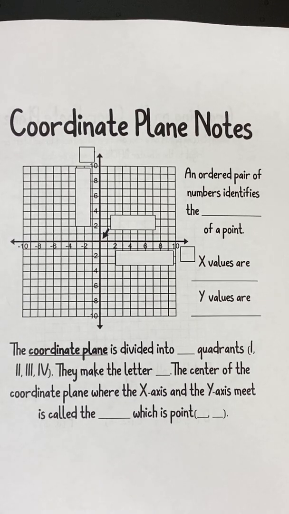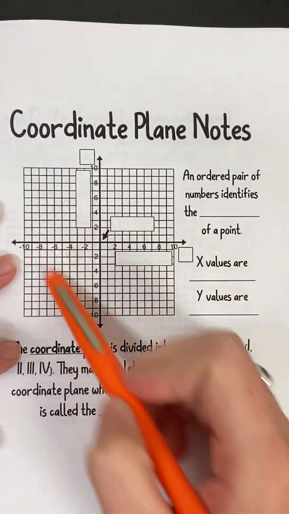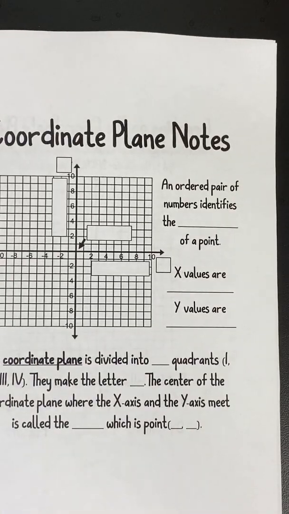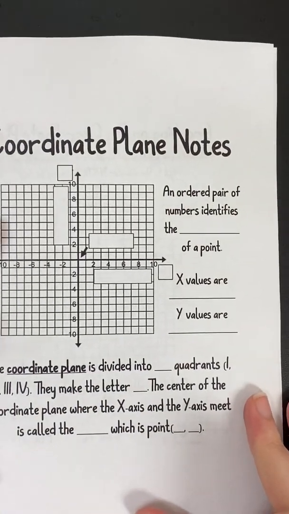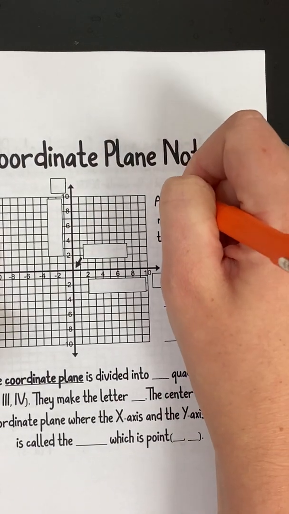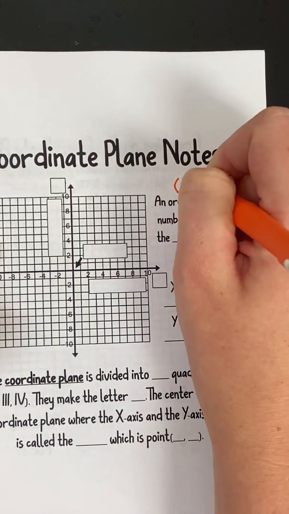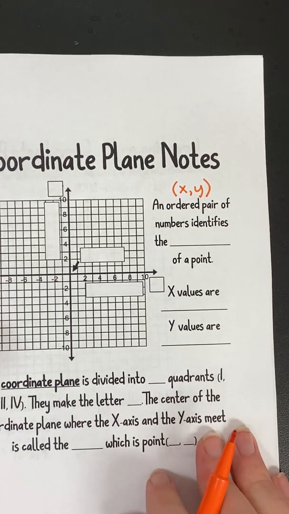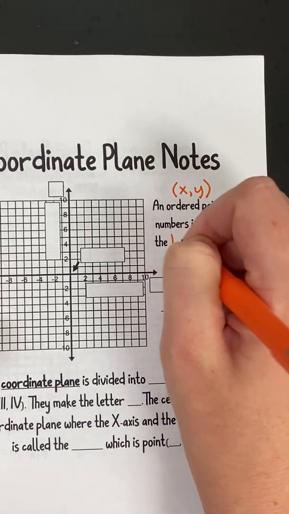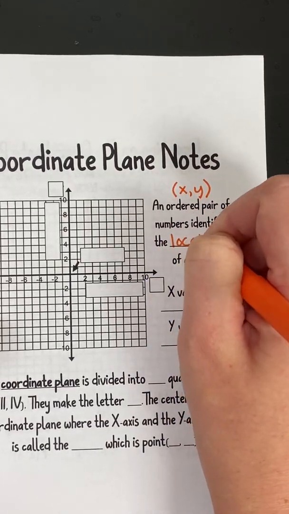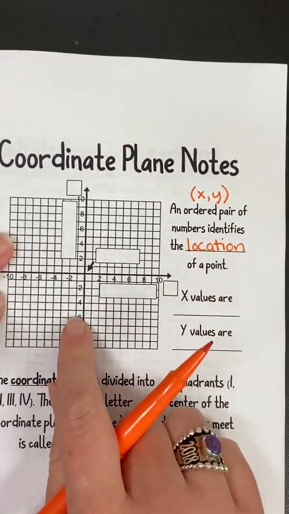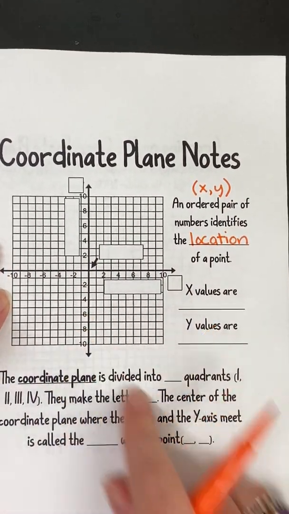Today we're going to start talking about our coordinate plane. So it's when we plot points. And to start, we're going to start with the vocabulary of an ordered pair. An ordered pair is our x and our y with a comma and our parentheses. So this should look kind of familiar from the 5th grade. An ordered pair of numbers identifies the location of a point. So those two numbers tell us where on the coordinate plane our point is going to be.